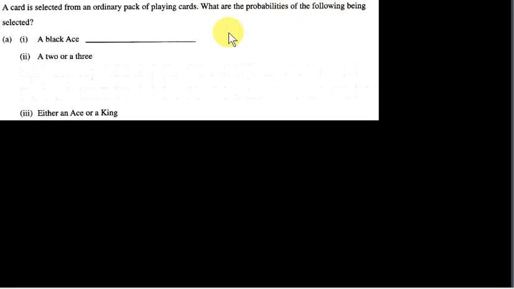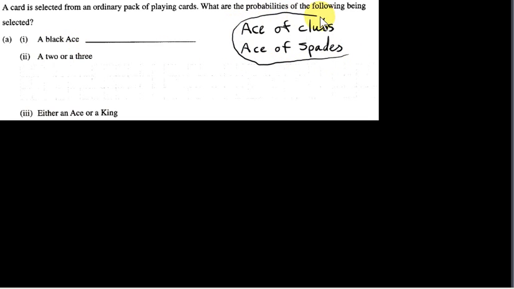What are the probabilities of the following being selected? A black ace. Well, there are 2 black aces in a pack of playing cards, the ace of clubs and the ace of spades. There are 4 aces altogether. The other 2 aces are the ace of hearts and ace of diamonds. The ace of hearts and ace of diamonds are red. So we want the probability of this event, selecting a black ace. So how many elements are in this event? Well, we can see that we have 2 elements in this event.